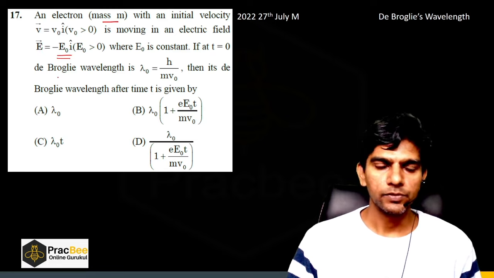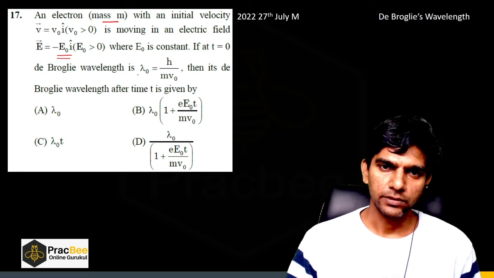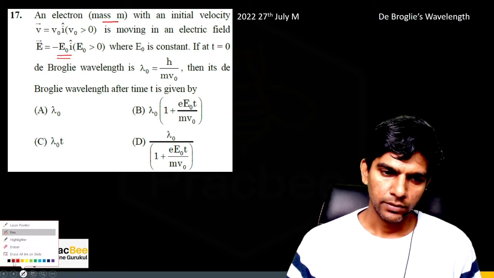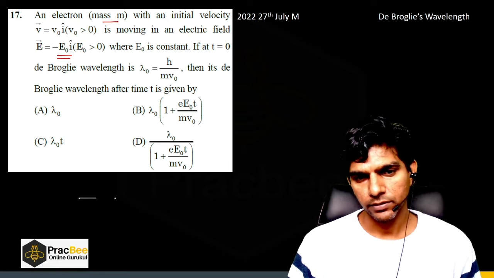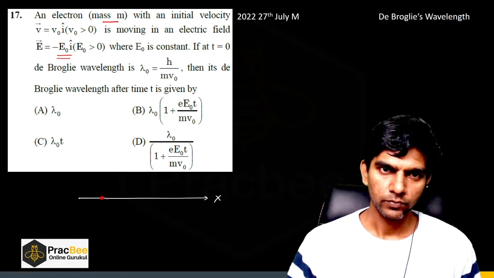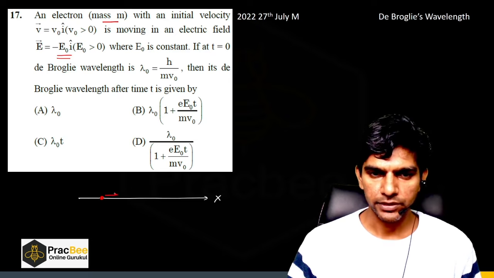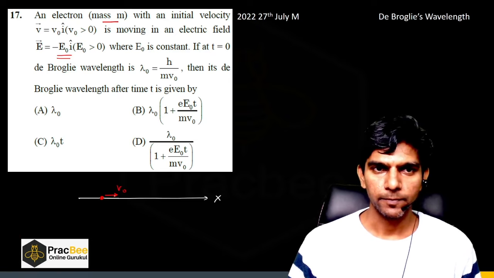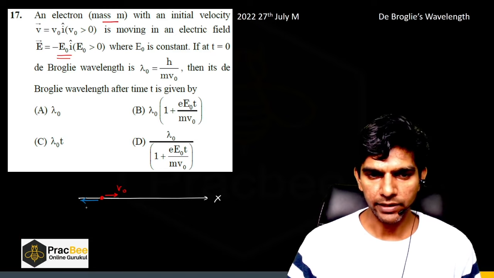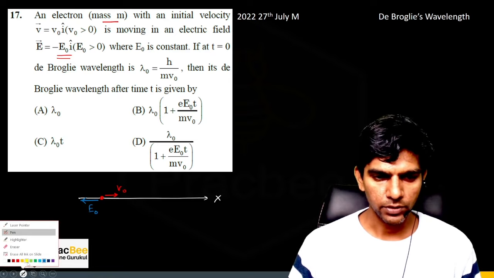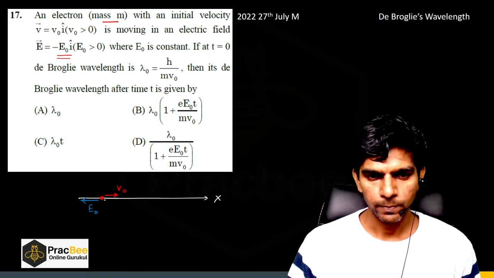If at t equals 0, the de Broglie wavelength is lambda naught, which is h by m v naught, then its de Broglie wavelength after time t is given by. Right, so what we have given, this is the x-axis, and there is an electron moving in the positive x direction with a velocity v naught. And there is an electric field which is in the negative x direction.